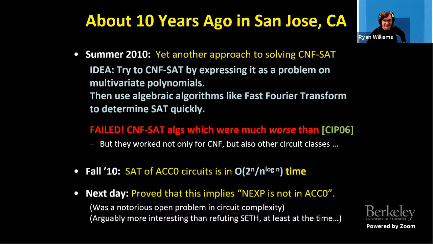I certainly would not have found this kind of thing if I wasn't trying to refute SETH. So I guess the moral is, if you try to refute SETH, you might accidentally end up proving a circuit complexity breakthrough instead. Whoops. That's how it goes sometimes.